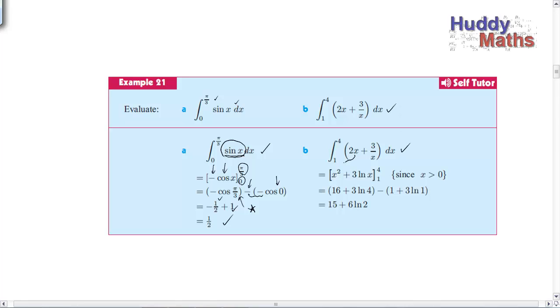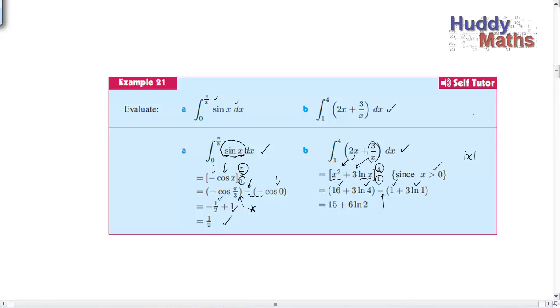Okay, integrating: increase the power by 1, 2x squared, divided by the new power, the 2 would go out. So I left out that step. And 3 lots of 1 on x, integrated, is 3 ln x. And since x is greater than 0, we don't need to put the modulus because we're only evaluating it from 1 to 4, both positive values. So let's do that. Put in 4, x squared is 16, plus 3 ln 4. Take always f of b, take f of a. 1 squared is 1, plus 3 ln 1.